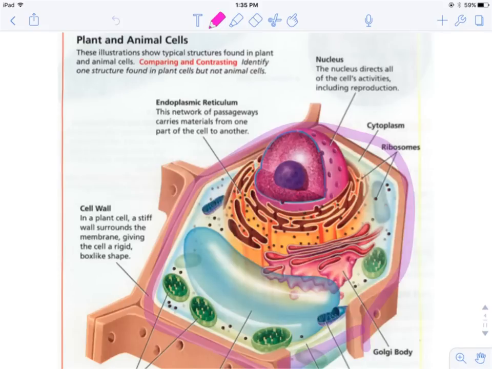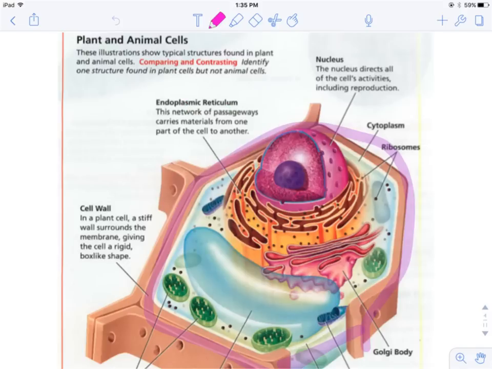Now let's take a closer look at some of the other plant organelles that we've not yet spoken about. This is a plant cell here, and as we've talked about, they have a nucleus, and the nucleus directs all of the cell's activities, including reproduction. It's located here. We've talked about the cell wall, and we know that in a plant cell, it's the stiff wall that surrounds the cell membrane, and it gives it a rigid box-like shape, so we can see the cell wall here.